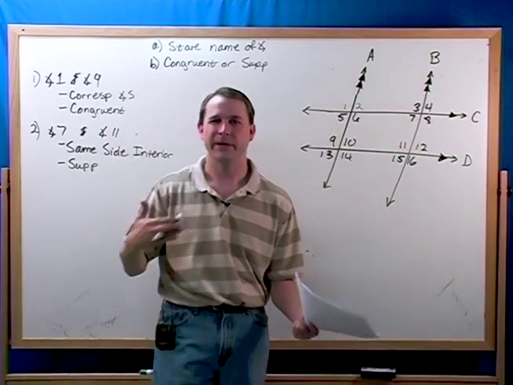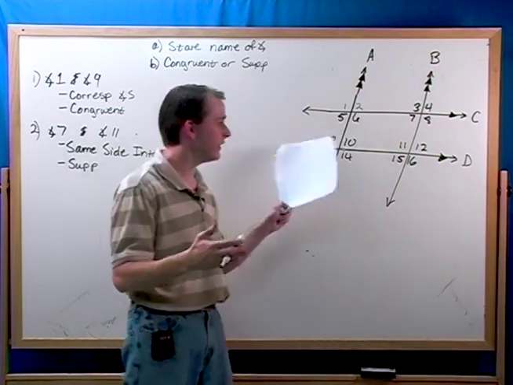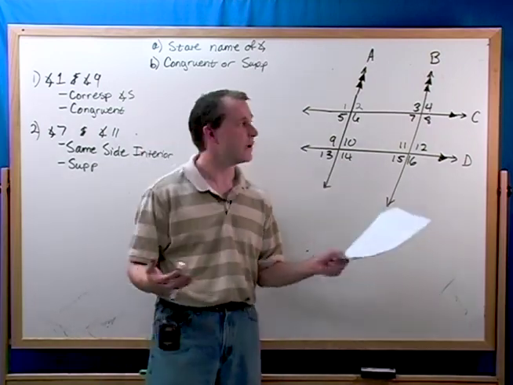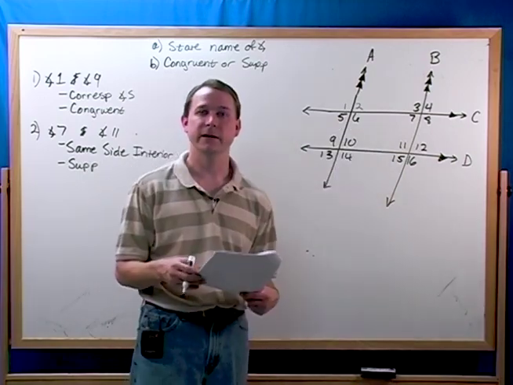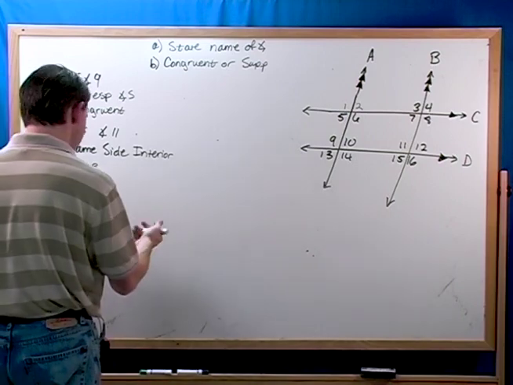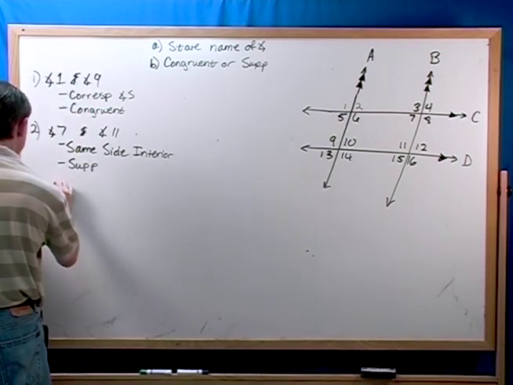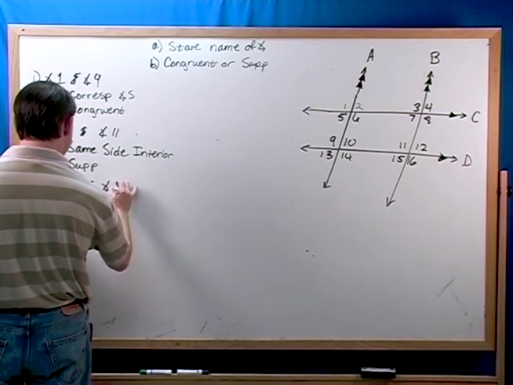I'm going through a lot of extra logic to show you what I'm trying to say, which is the easiest thing I'm trying to say here, is that you need to look at your theorems and sort of memorize them. But if you forget how to memorize them, then that's how you can figure out the answer. So they're supplementary. Okay, now the next one is angle 5 and angle 10.